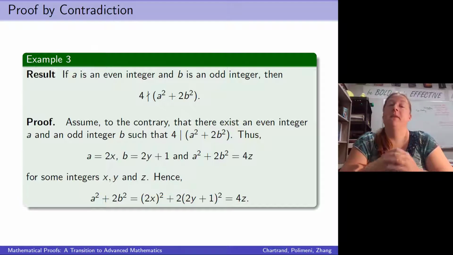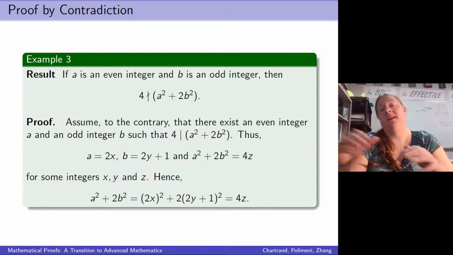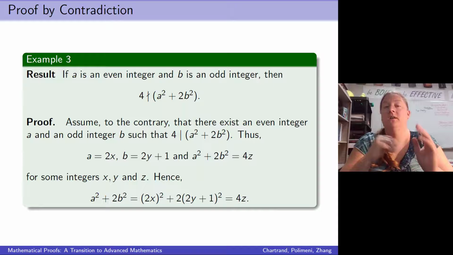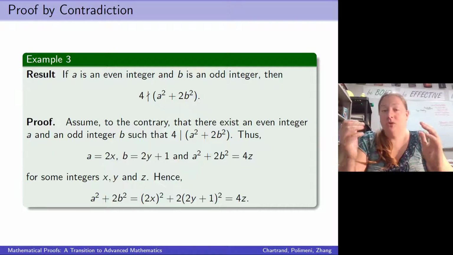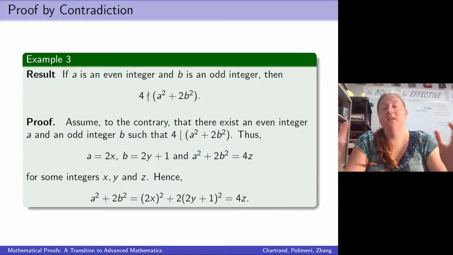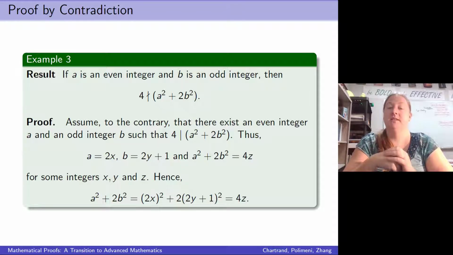So here's another one. If a is an even integer and b is an odd integer, then 4 does not divide a squared plus 2b squared. So again, I probably could work this out directly. It would be a little bit messy along the way, and it would get kind of gross. And again, using the technique that gives you the cleanest, prettiest proof, that's the goal. So in this case, a proof by contradiction is cleaner and more effective than a direct proof.